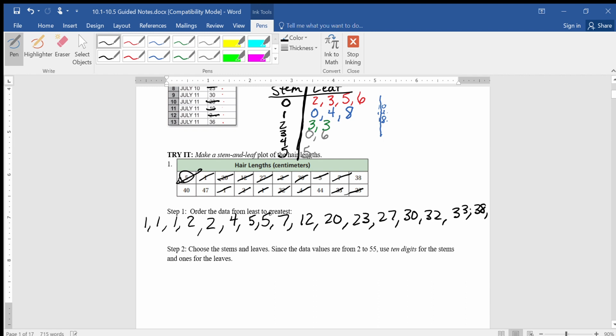38. No, but wait, there's more. 40, 44, and 47. Again, I'm going to check. So how many numbers do we have? We have 1, 2, 3, 4, 5, 6, 7, 8, 9, 10, 11, 12, 13, 14, 15, 16, 17, 18, 19, 20. 20 numbers. Here we go.